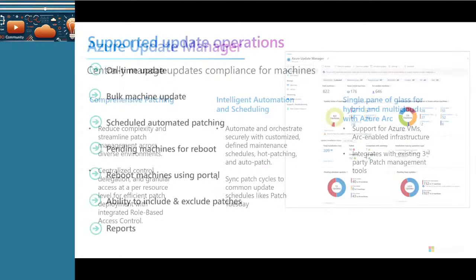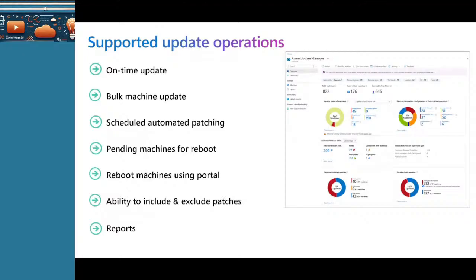So this is the interface. We will also see this in action. As I said, these are the supported options: one-time update, bulk machine update, scheduled automated patching. Another interesting feature is this: if you installed the patches but did not reboot, it will show you these machines are pending for reboot. So you can go and reboot only those machines, and you also have the ability to include or exclude patches, and reports.